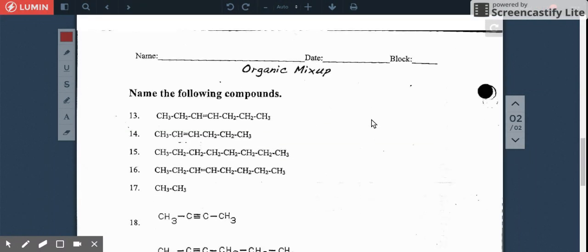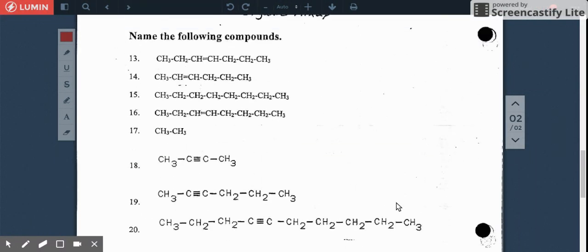Last one, I wasn't going to do it, but I think it's not too bad. Let's do number 16, because it's kind of complicated. This is like a little trick one. Okay, so look at number 16.